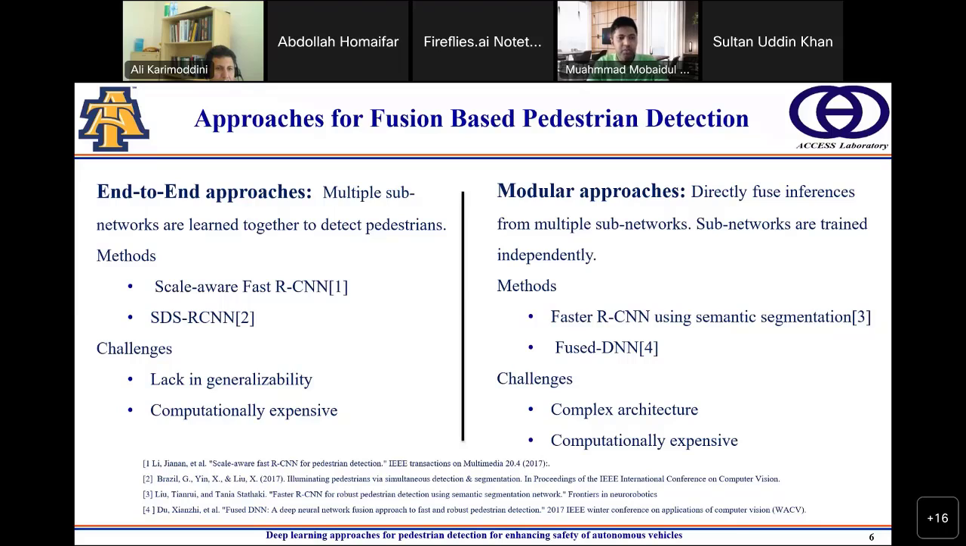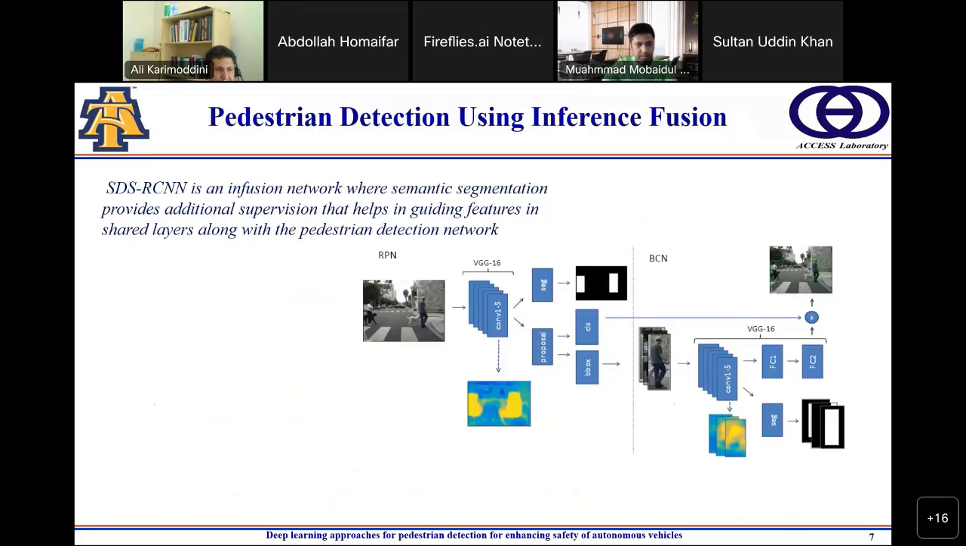In my upcoming slide, I'll try to explain a little more about these different approaches or methods. So now let's discuss more about the end-to-end fusion approach of the SDS RCNN network. The SDS RCNN architecture consists of two key stages: a region proposal network, RPN, to generate the candidate bounding boxes and corresponding scores, and a binary classification network, BCN, which is used to refine their scores.